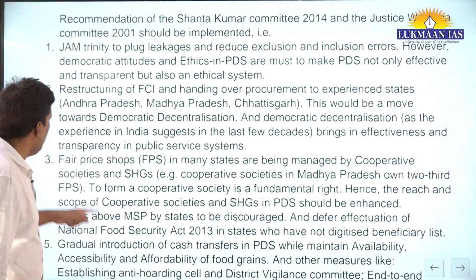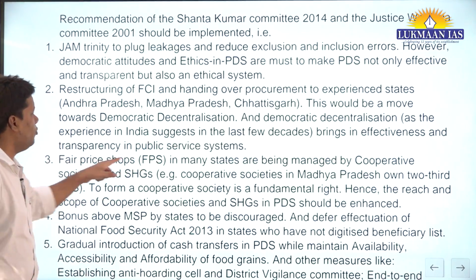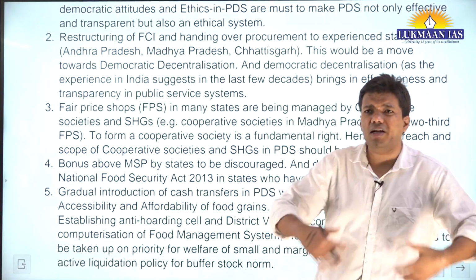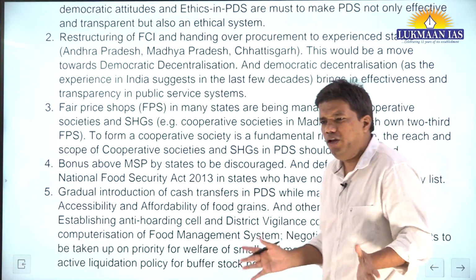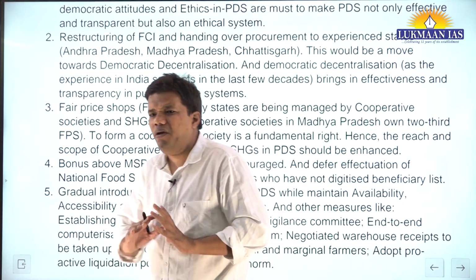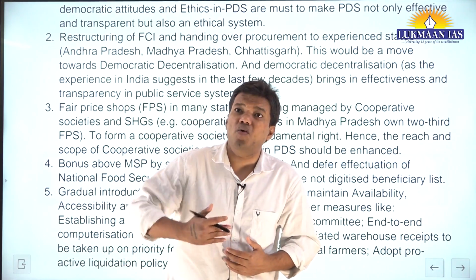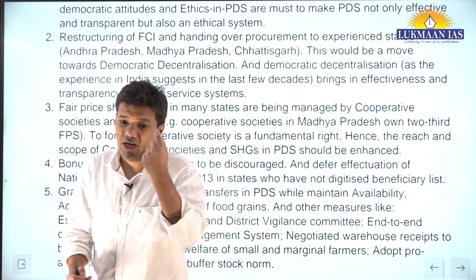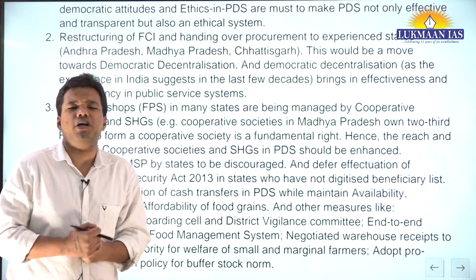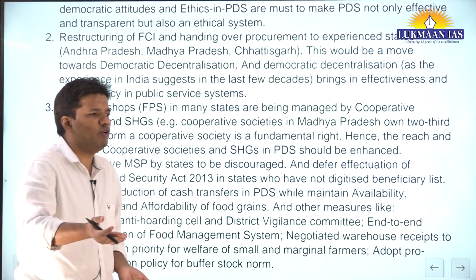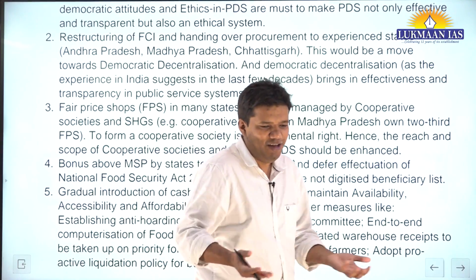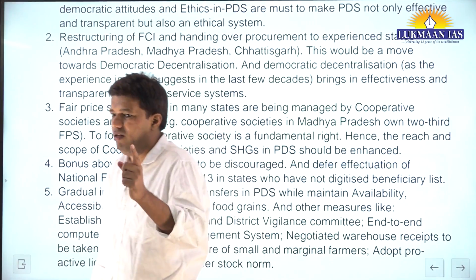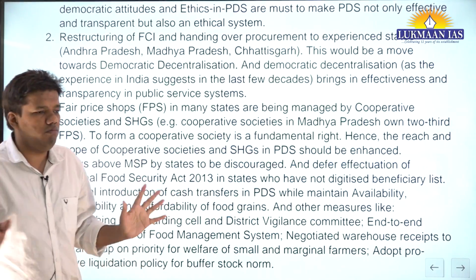And democratic decentralization brings in effectiveness and transparency in public service systems. See, when you move towards democratic decentralization, it is not only limited to giving more powers to states. No. Even taking it to the local level, recognizing the importance of Gram Sabhas. Not only Gram Sabha, that individual, the last person, that is democratic decentralization. Otherwise, if you give more power to the state, the power has to flow to the lower, gram level.